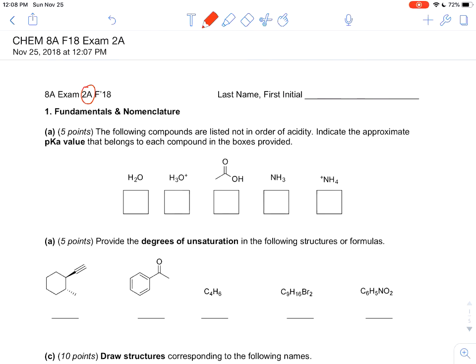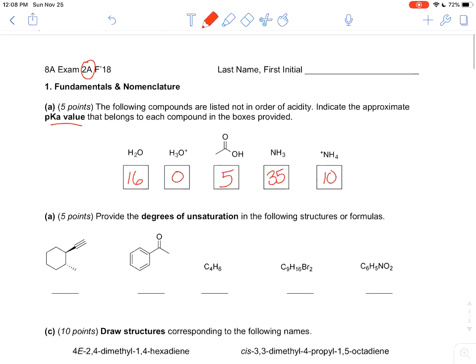Our first problem here, part A, we're going to give the approximate pKa value for each compound. We see water as our pKa standard of 16. This is hydronium next, as a pKa of about 0. Acetic acid is 5. Ammonia is 35. And ammonium would be a pKa of 10. Those are simple memorization type problems.